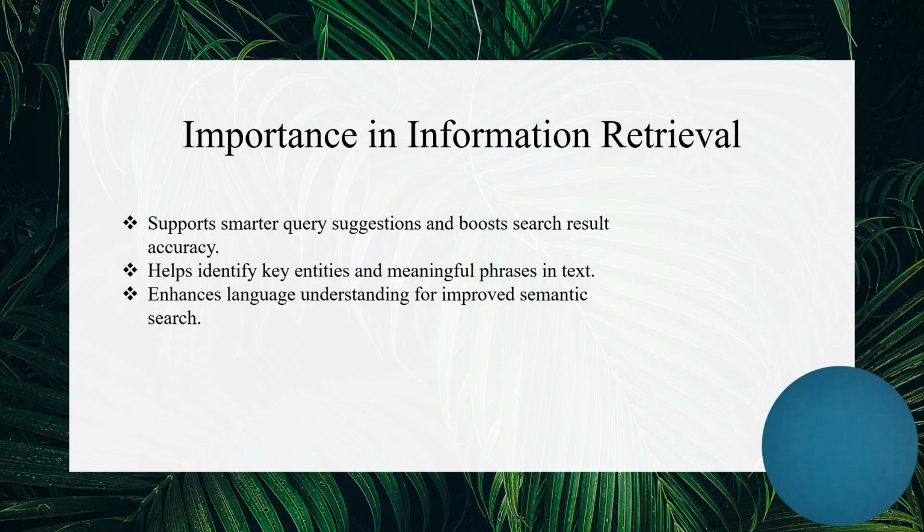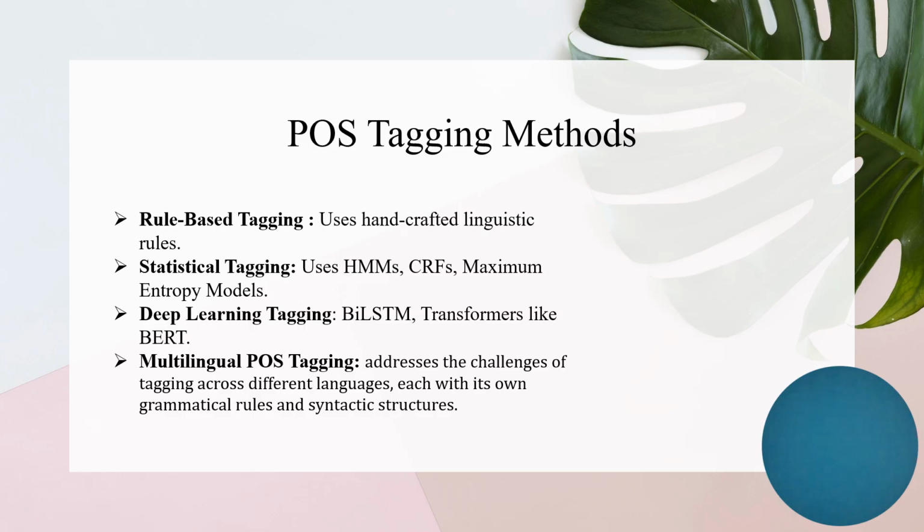And also NER, named entity recognition, wherein POS helps us in correctly identifying the entities, which also helps in improving the precision in entity-based search. It also helps in enhancing language understanding for improved semantic search, which is language modeling. And it helps in phrase recognition, which is nothing but identifying the meaningful phrases in a text.